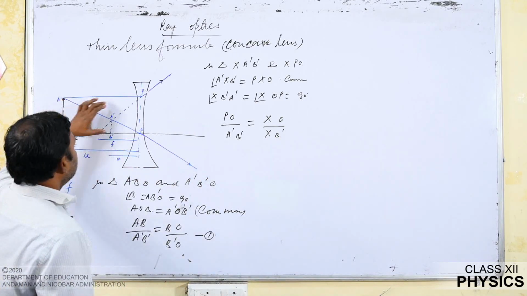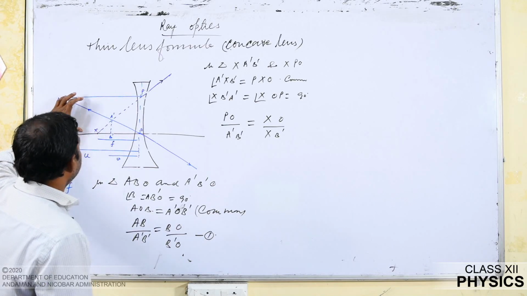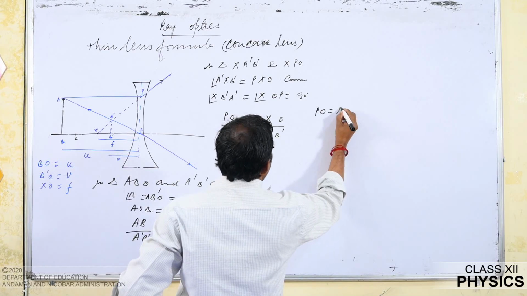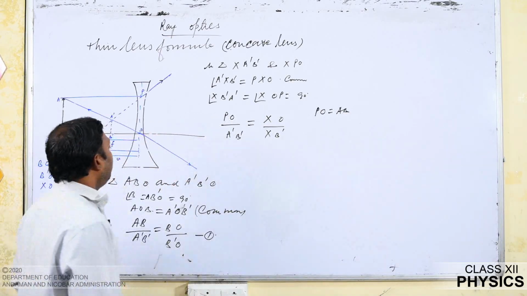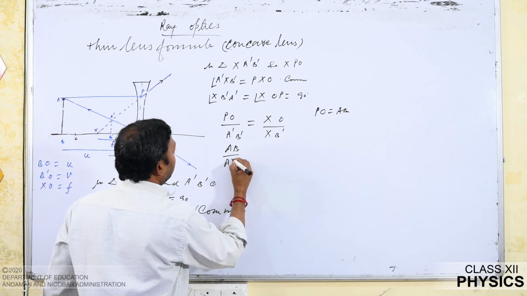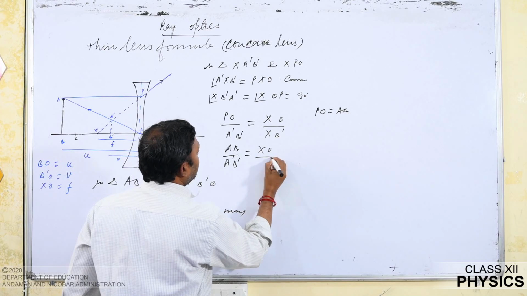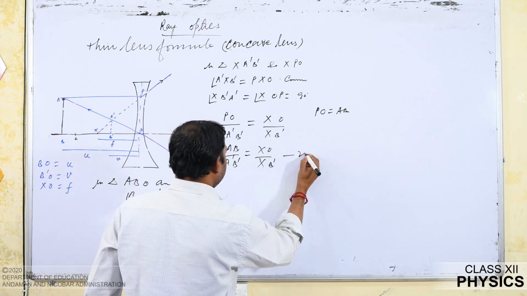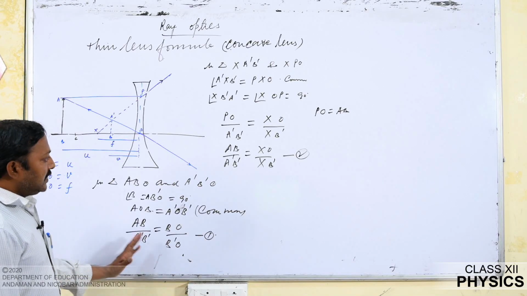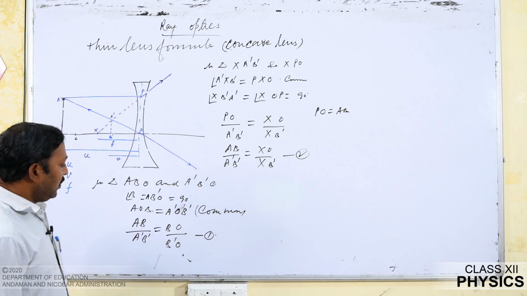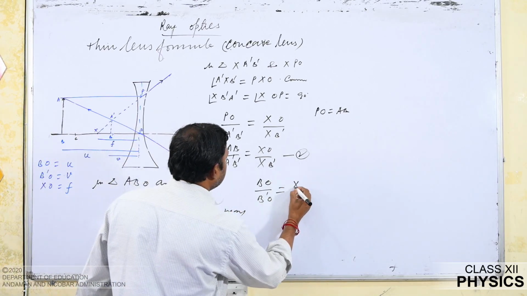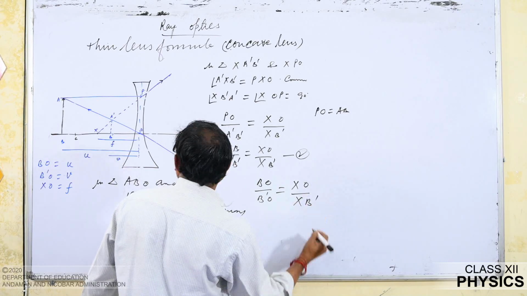Now, AB as well as PO are the perpendicular line segments between two parallel lines. So, PO is equal to AB. In place of PO we can write AB. So, replacing PO with AB gives AB divided by A dash B dash is equal to XO divided by X B dash. Let this be equation 2. Comparing equations 1 and 2, the left sides are equal, therefore the right sides also have to be equal. So, we get BO divided by B dash O is equal to XO divided by X B dash.